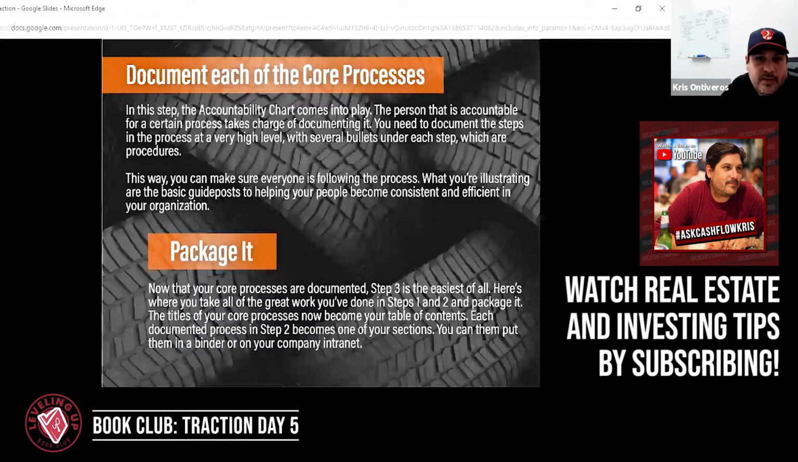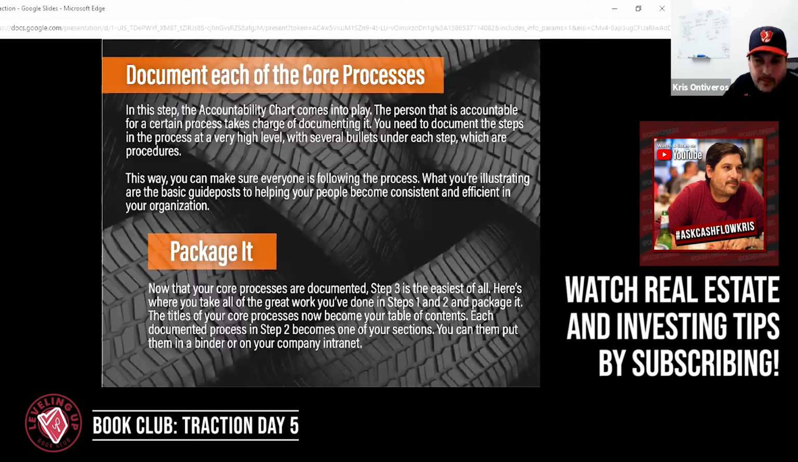You need to document the steps in the process at a very high level, with several bullets under each step, which are procedures. This way you can make sure everyone is following the process. What you're illustrating are the basic guideposts to helping your people become consistent and efficient in your organization.